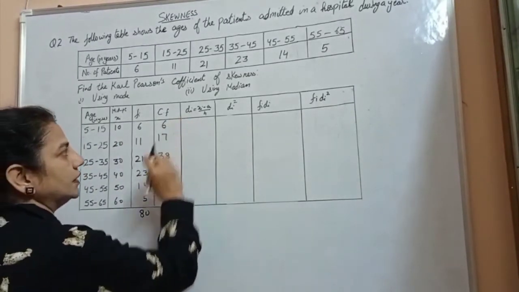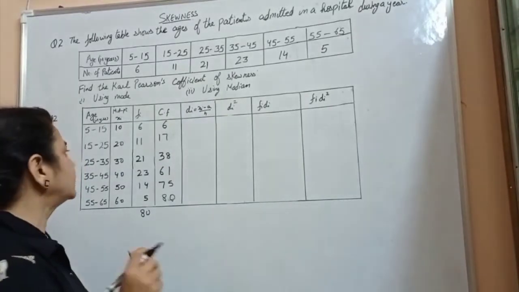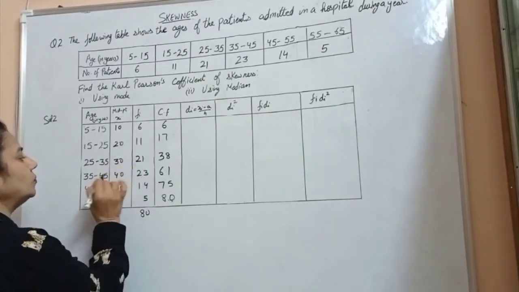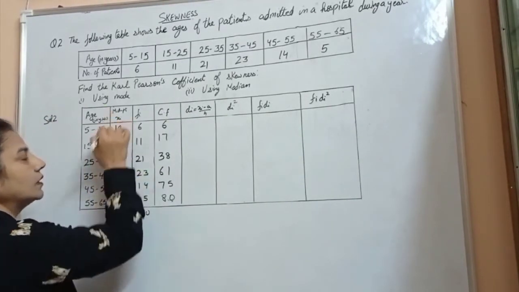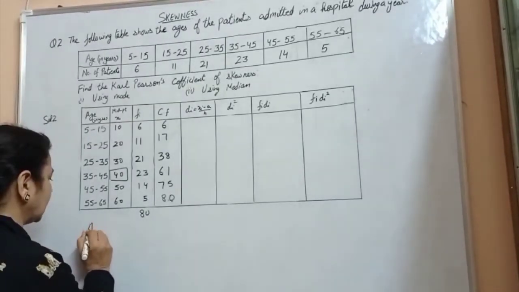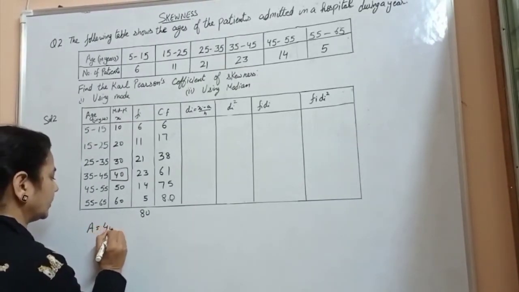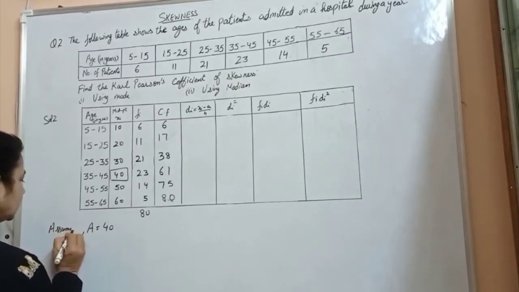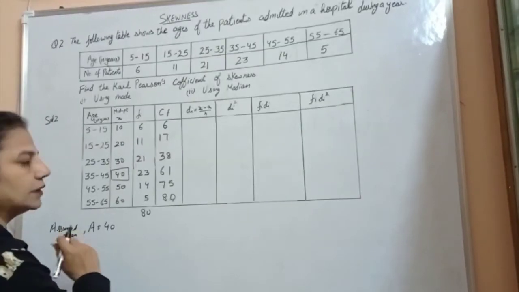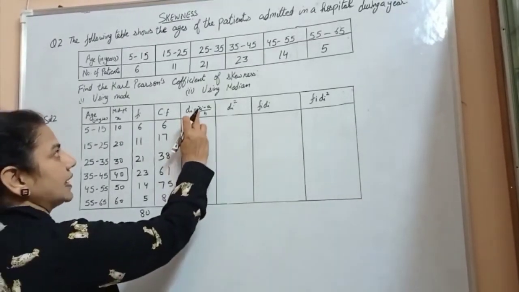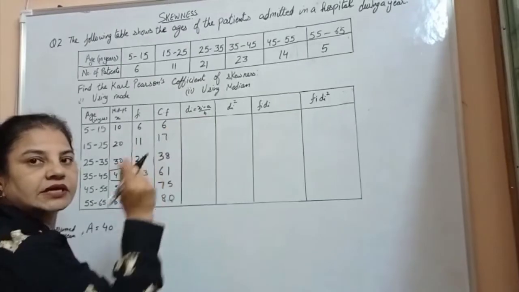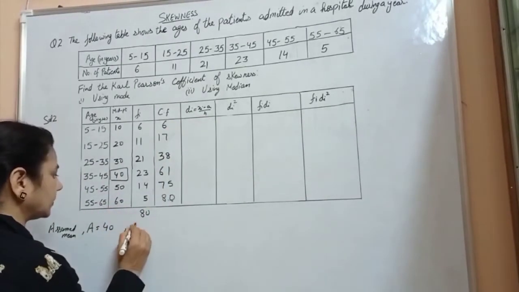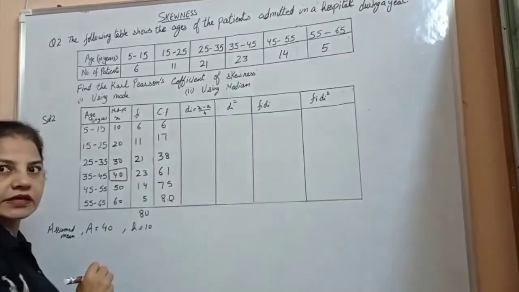Now in this di column we need A. A is the assumed mean. The assumed mean is always taken from the Xi column. So we take A as 40, where A is the assumed mean. So di means (Xi minus A) upon h. h is the class width, which is 10.